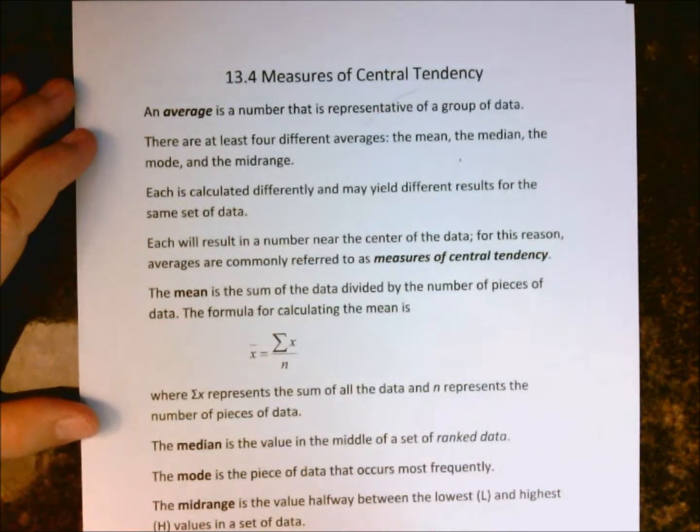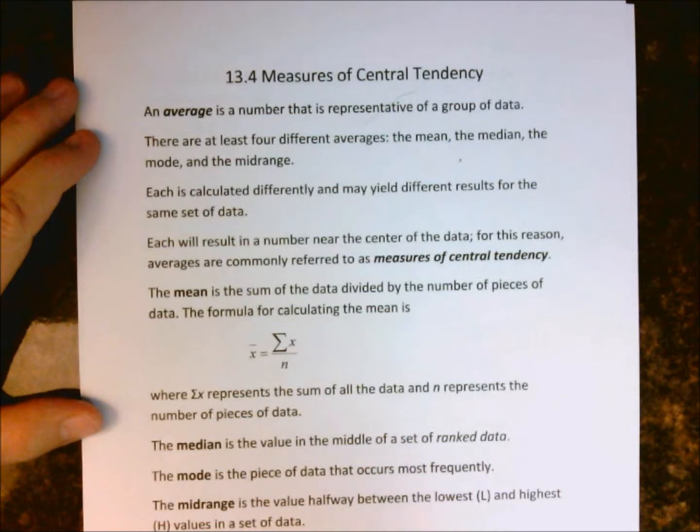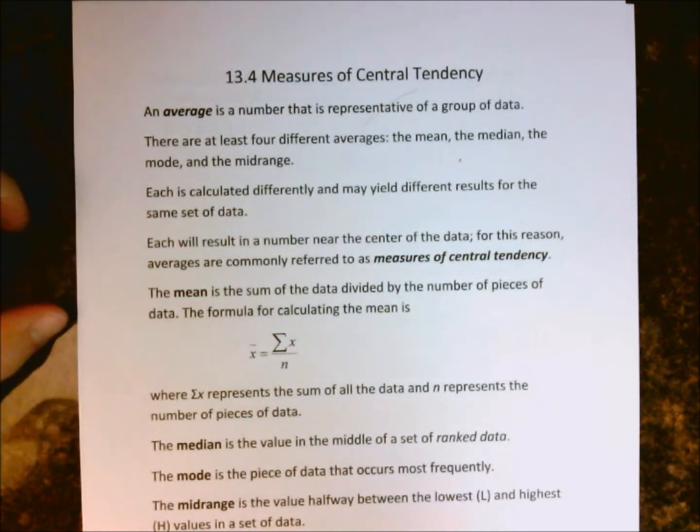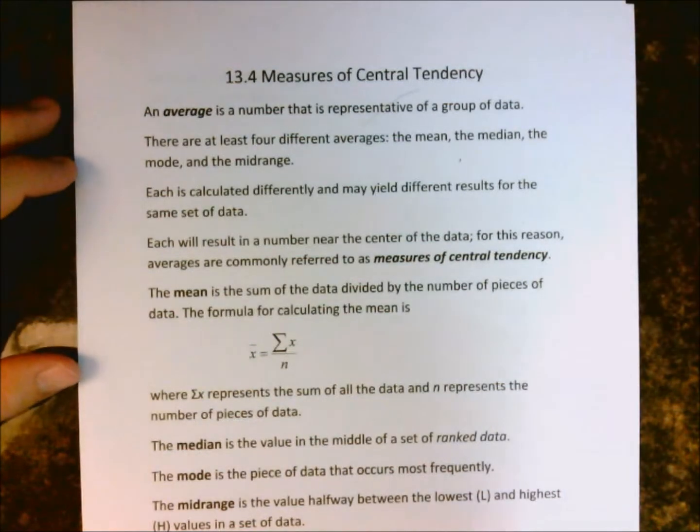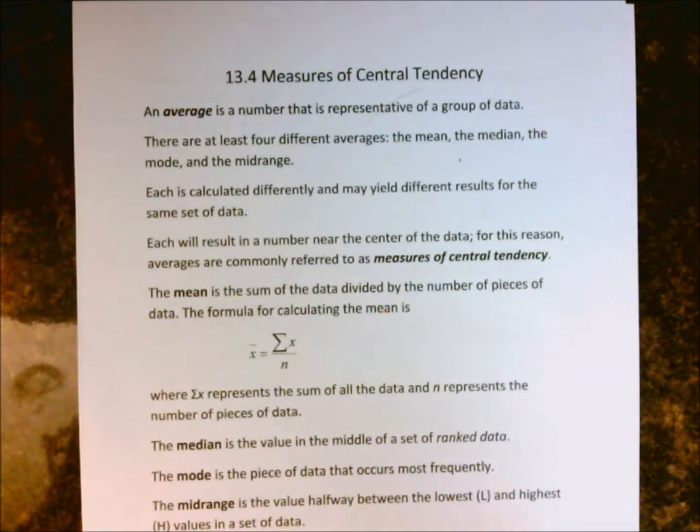Okay, let's get started. Today we will be covering section 13.4, Measures of Central Tendency. An average is a number that represents a group of data. There are at least 4 different averages that we will be talking about.